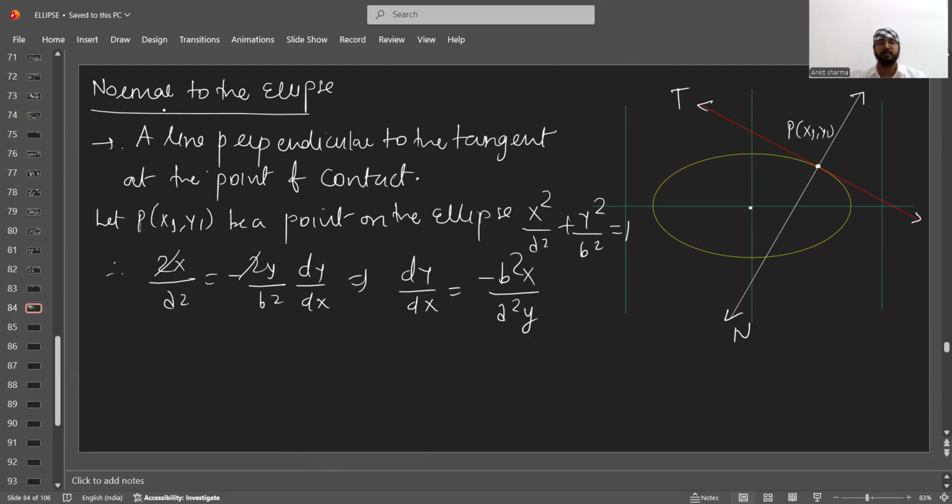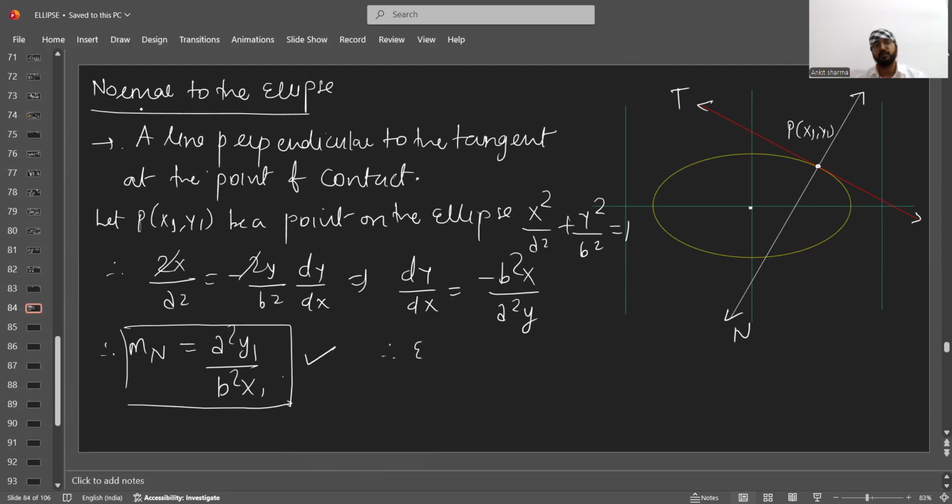So this is my point P. Therefore, slope of the normal at point P would be the reciprocal of this. So I'll be having minus b square, at the place of x, I'll be writing x1. So in this regard, I'll be having a square y1 over b square x1. So this is going to be my slope of normal.